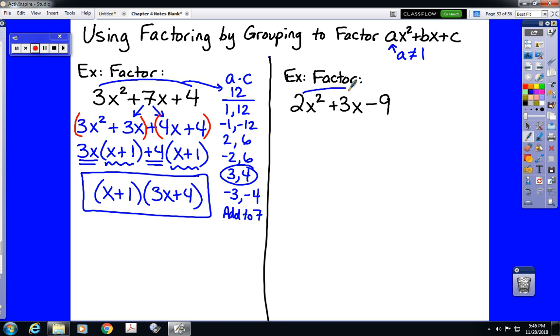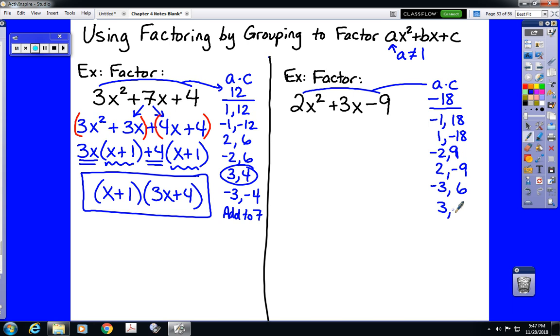We're going to do the exact same thing here. We're going to do a times c, which would be negative 18. Then we look at the numbers that multiply to equal negative 18. That's a 9, not a 6. There we go. So again, there are 6 possibilities. We want the set that adds to our b value, which is positive 3. See? 3, right there. That would be negative 6 and positive 3. Those are the ones that add to 3.